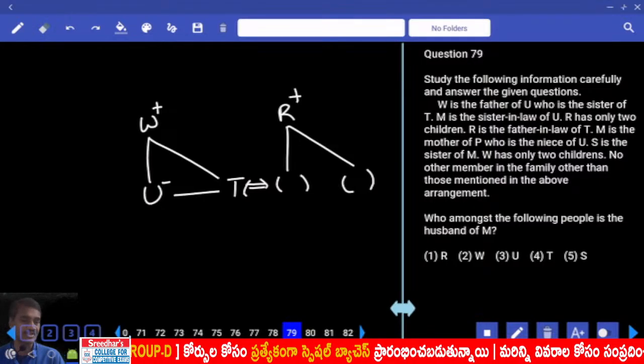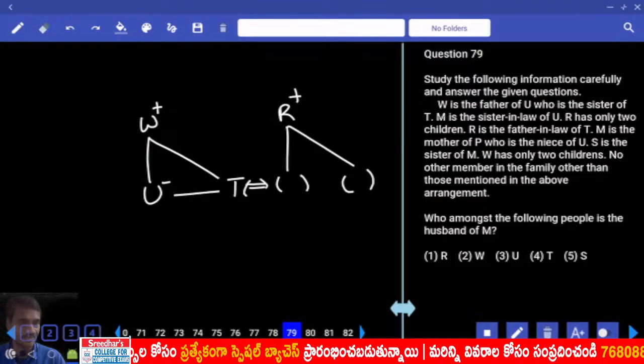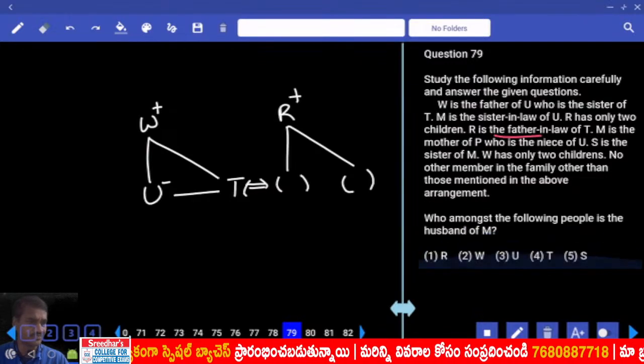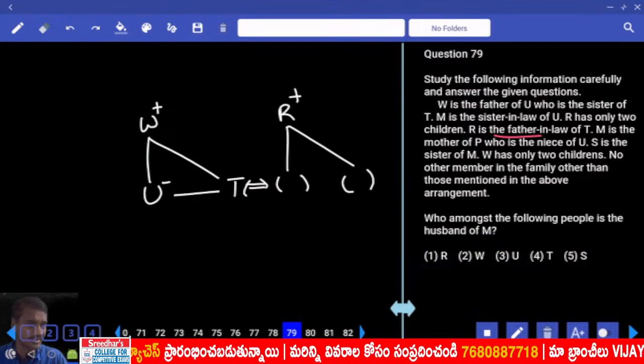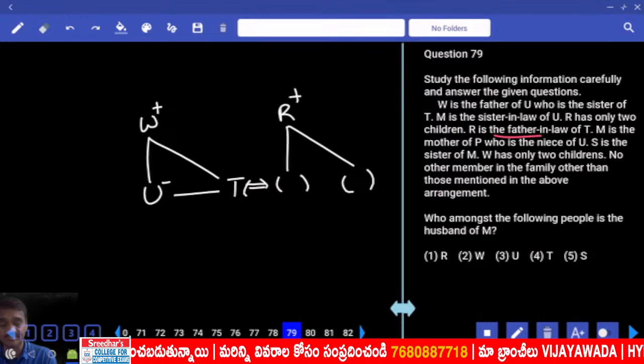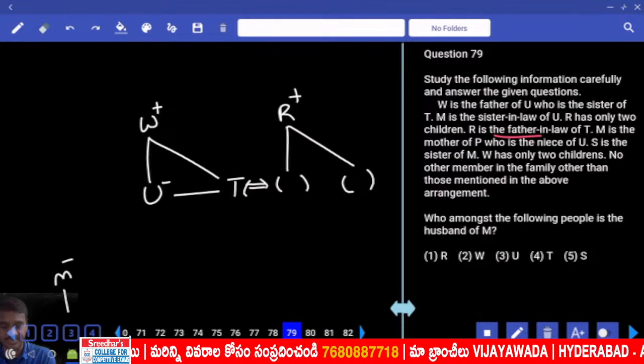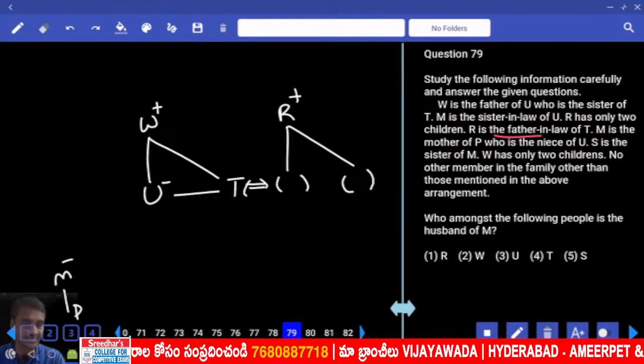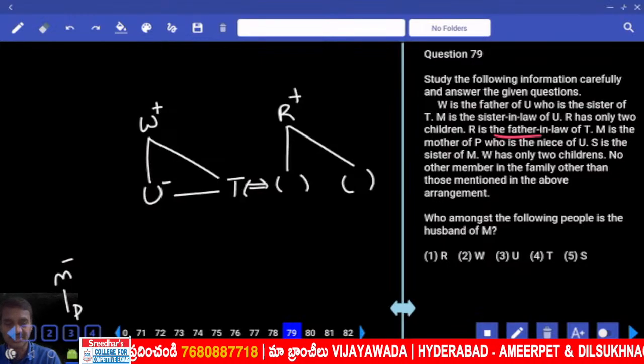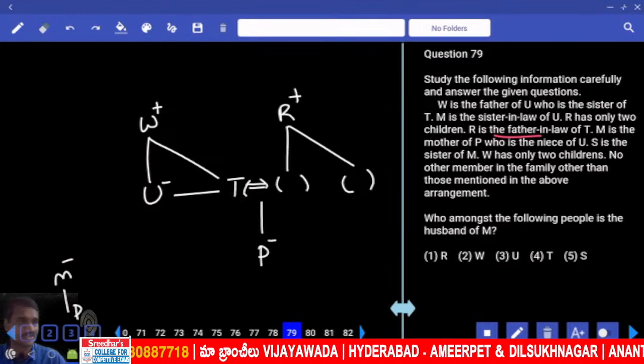Now, R is the father-in-law of T. Then, R has only 2 children. M is the mother of P. Who is this M? M is the mother of P. And P who is the niece of U. Where can we write this one? Can we write P at this place or not?